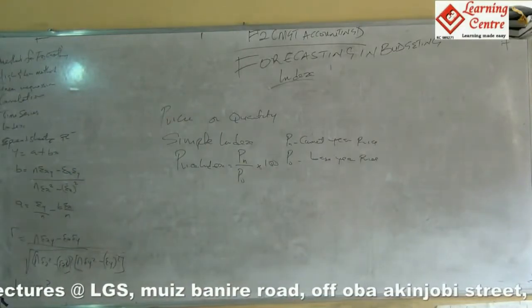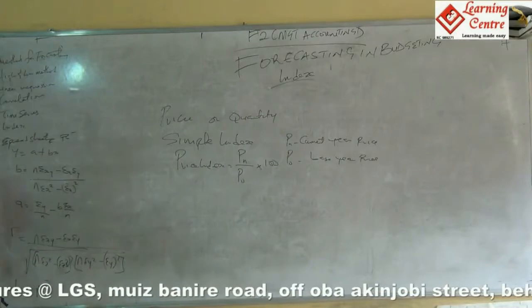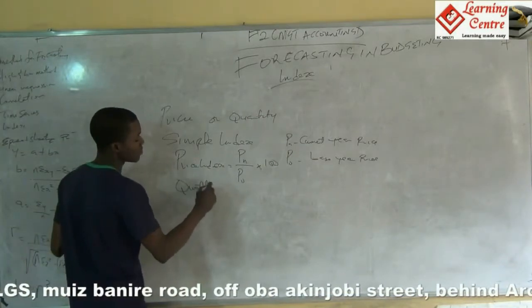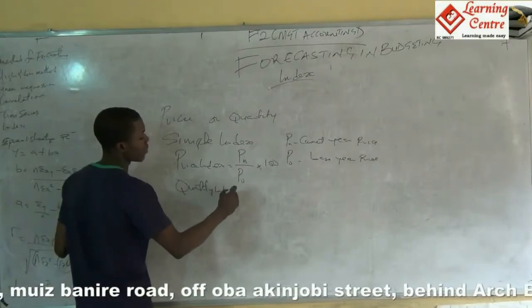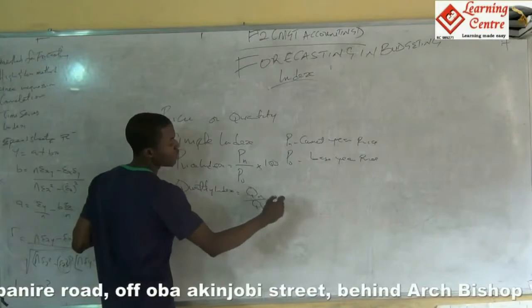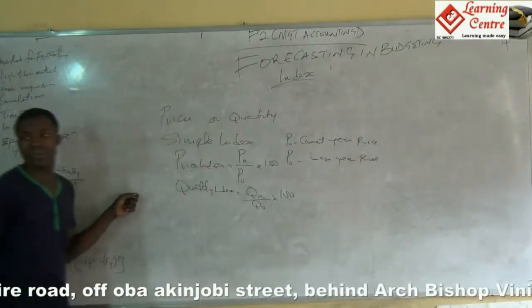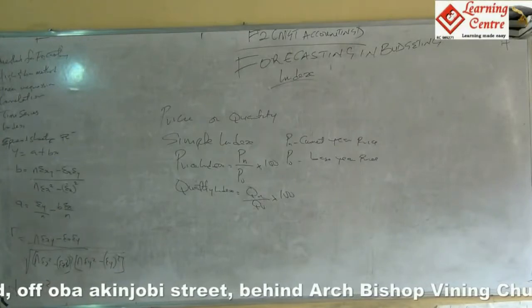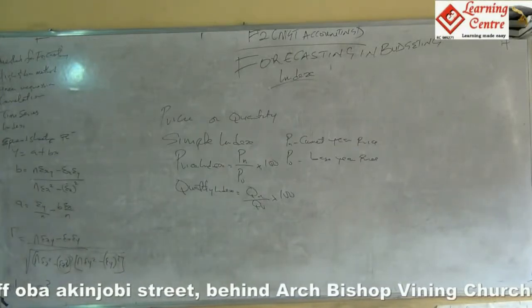Anywhere you see 0 means the base year. If you are looking for quantity index, under the simple index, the quantity index will be equal to Qn over Q0 times 100. It will make sense.